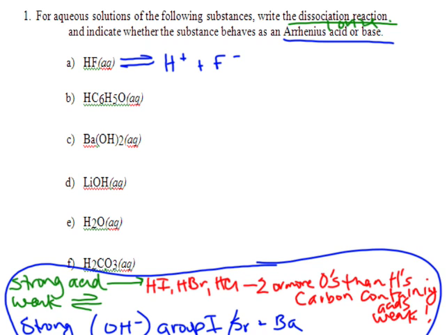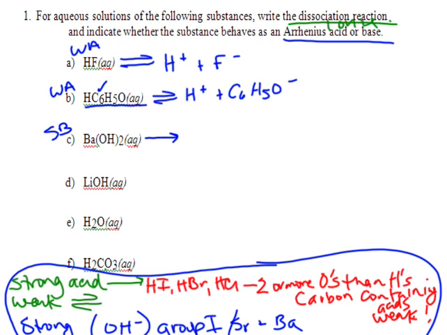All right, so this we decided was a weak acid. What's this? Weak acid, why? Carbon containing. Since it's weak, double-headed arrow, what ions do we dissociate to? Good. Okay. Barium hydroxide. Strong base. So this is going to be a single-headed arrow. What are we going to make? Plus.